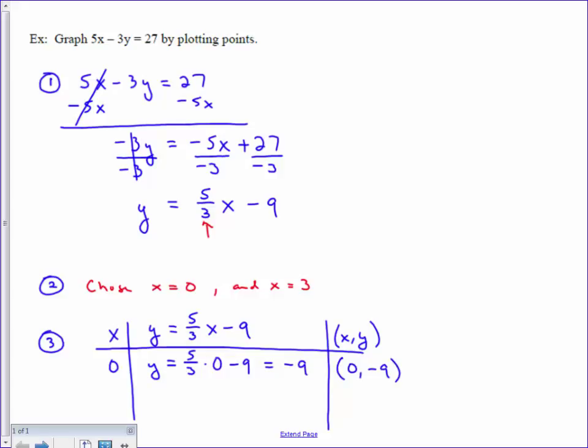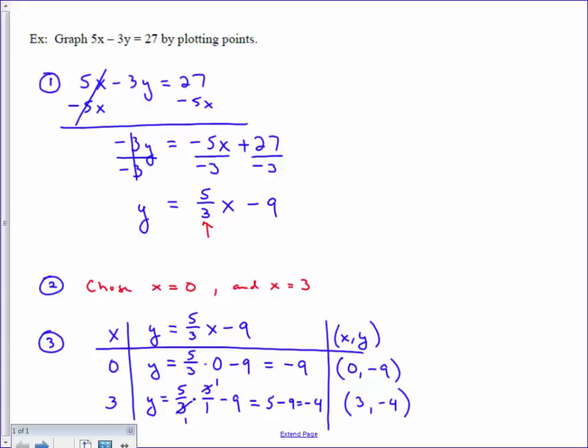Use your next x value. We chose x was 3. Y equals 5/3. Now, because I'm multiplying next to a fraction, instead of just writing 3, I'll write 3 over 1. When you multiply fractions, you can cross-reduce. In other words, 3 goes into 3 once, so those two would be 1, and then we're left with 5. 5 minus 9 would end up being negative 4. So the ordered pair would be 3, negative 4.